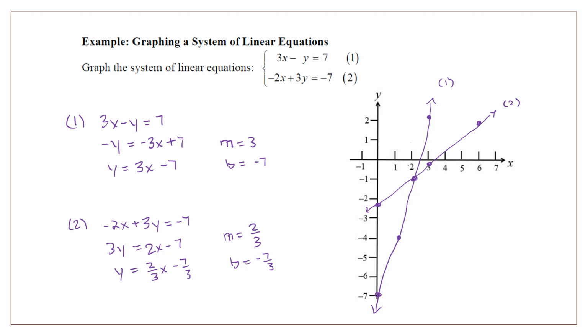So our intersection point is going to be our solution, and that is the intersection point 2, negative 1. Okay.